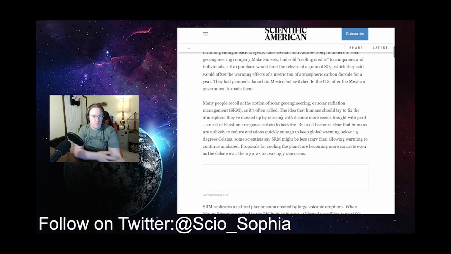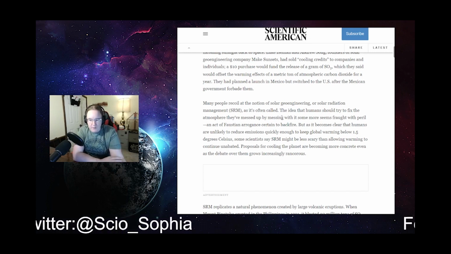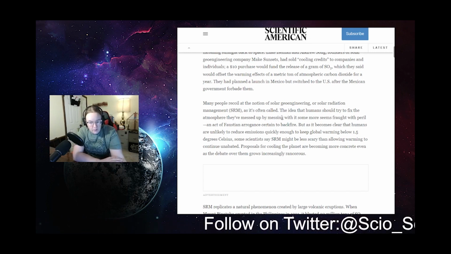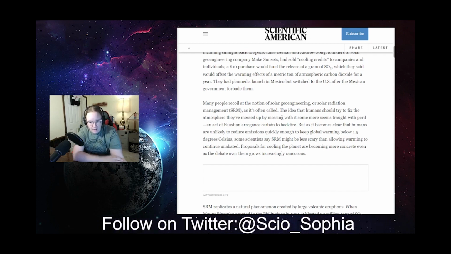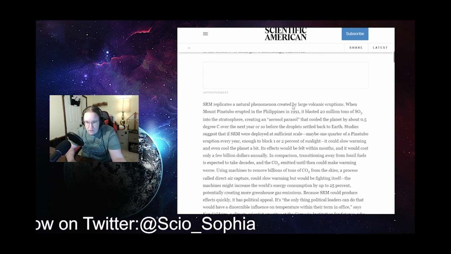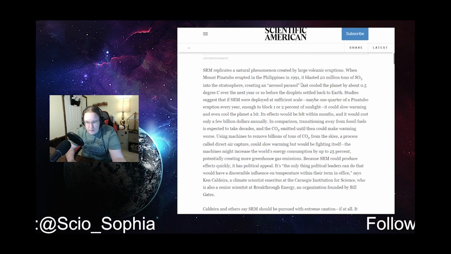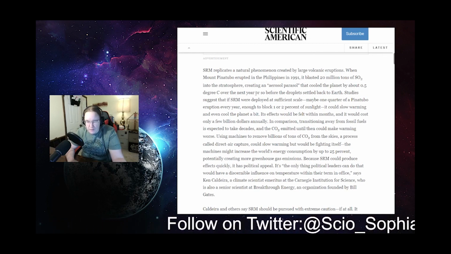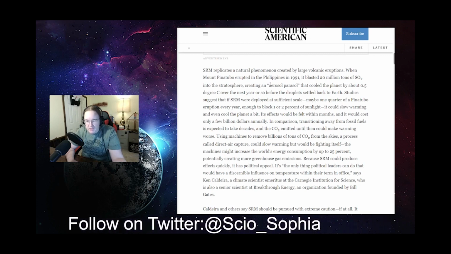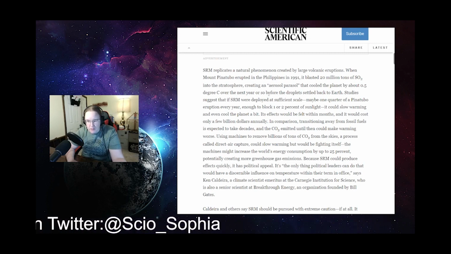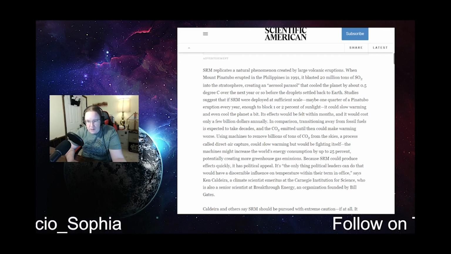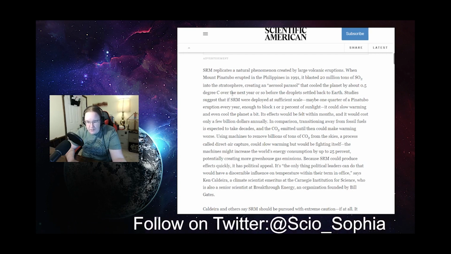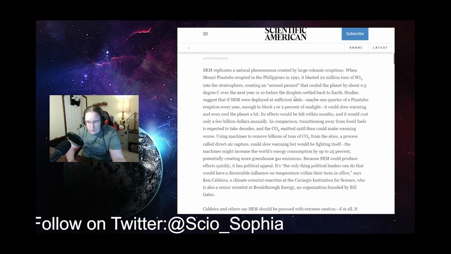What they're talking about with sulfur dioxide becoming converted into aerosols is actually a pretty well-known kind of thing, because you think about volcanic eruptions. In fact, they get into it here. SRM replicates a natural phenomenon created by large volcanic eruptions. When Mount Pinatubo erupted in the Philippines in 1991, it blasted 20 million tons of SO2 into the stratosphere, creating an aerosol parasol that cooled the planet about 0.5 degrees Celsius over the next year or so before the droplets settled back to Earth.